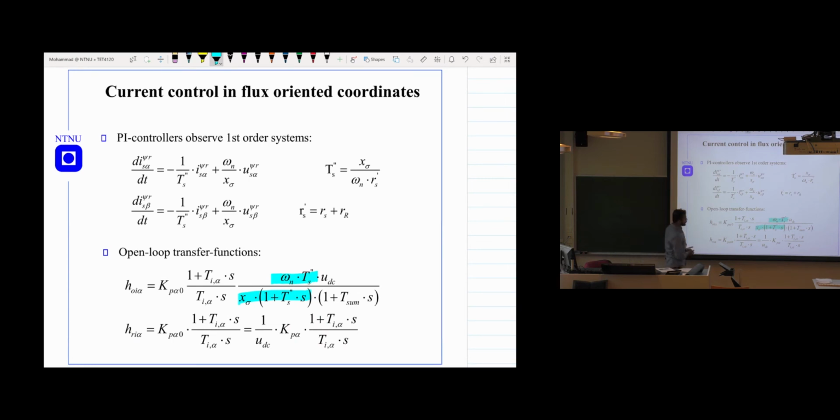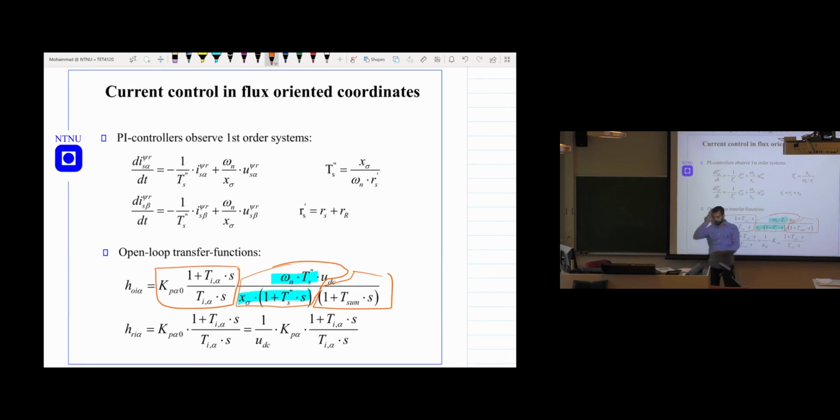So now we have this open loop transfer function. We have the first part for the current controller. This is the PI controller. And also we have this delay term that we know, one for the filter and one for the PWM. And then we have this part for the process itself. And one thing we see is that we also have the DC voltage there.